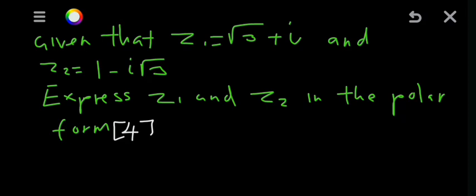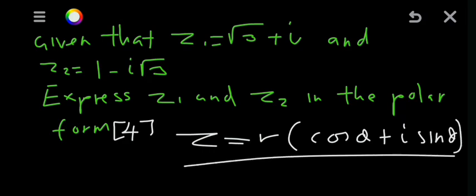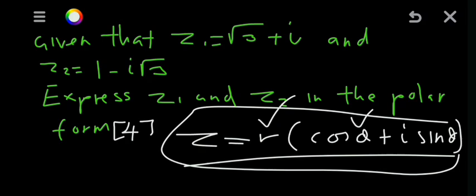When you are taught to express z1 and z2 in polar form, the first thing that is very important is to write the polar form. The polar form is z equal to r cos theta plus i sin theta. It's very important to remember this formula, or the format of the polar form. So now our job here is to find r and theta. That's all. Then express them in this form.